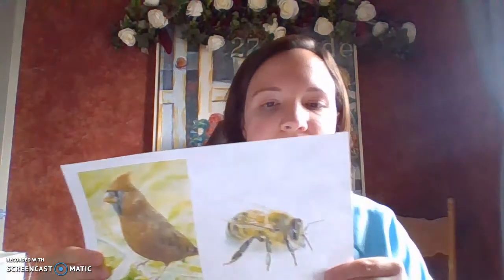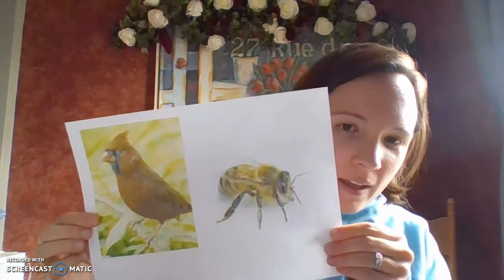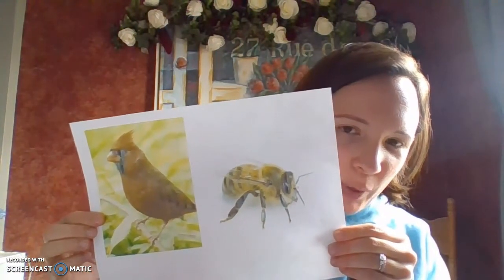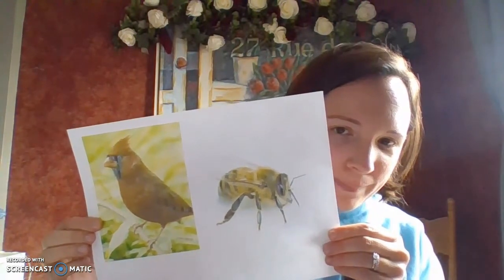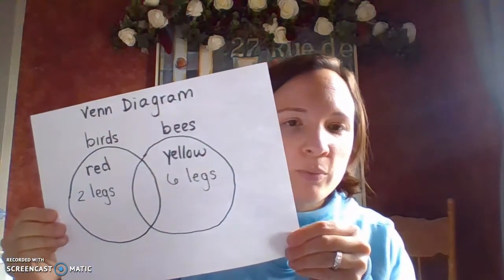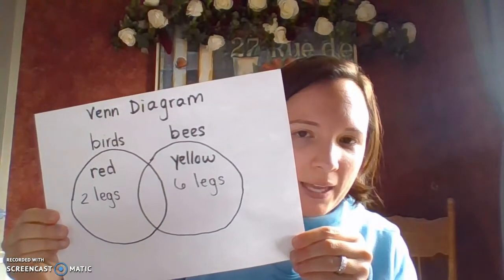So the next thing I'm going to notice is that the bee has 6 legs and the bird has 2 legs. So I'm going to write that down on my Venn diagram. Okay, so birds have 2 legs and bees have 6 legs.